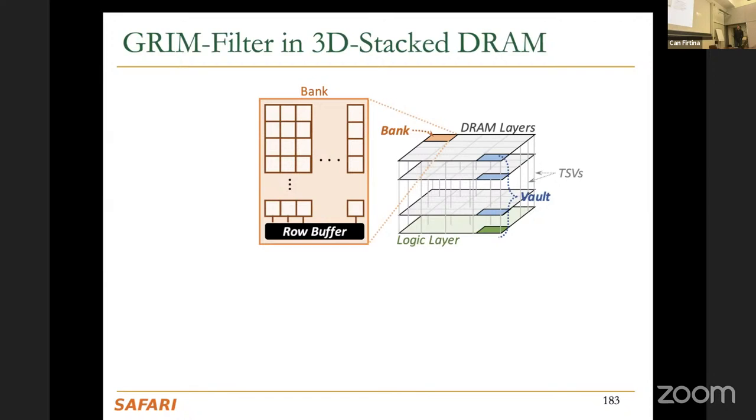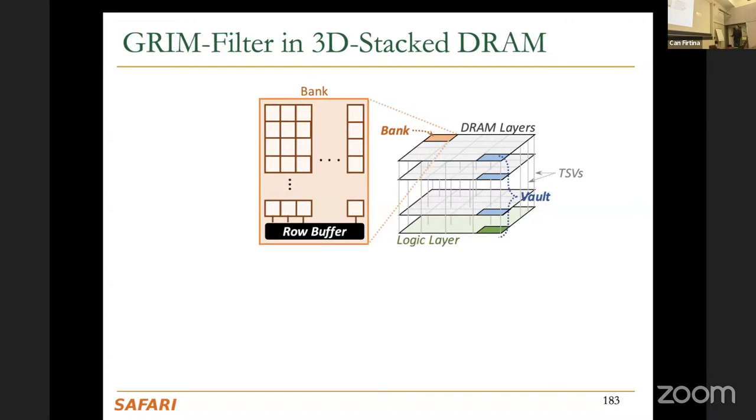So this is a 3D stacked DRAM layer. So you have many layers of DRAM, and at the bottom you have a logic layer. Here the TSVs bring the data relatively quickly to the logic layer from, let's say, different layers of DRAM. And then once this data is brought to the near logic layer, you can compute it relatively quicker, right? Because these are located near the DRAM layers.